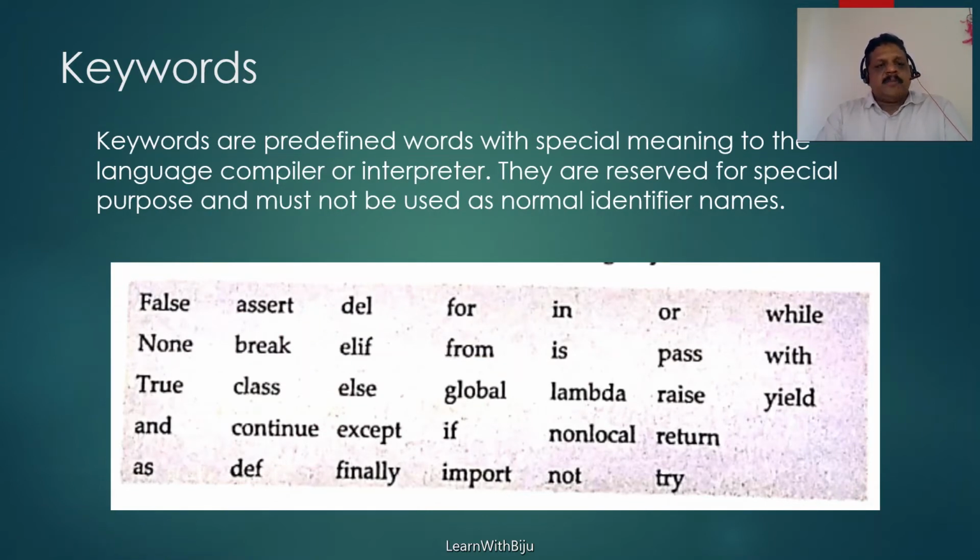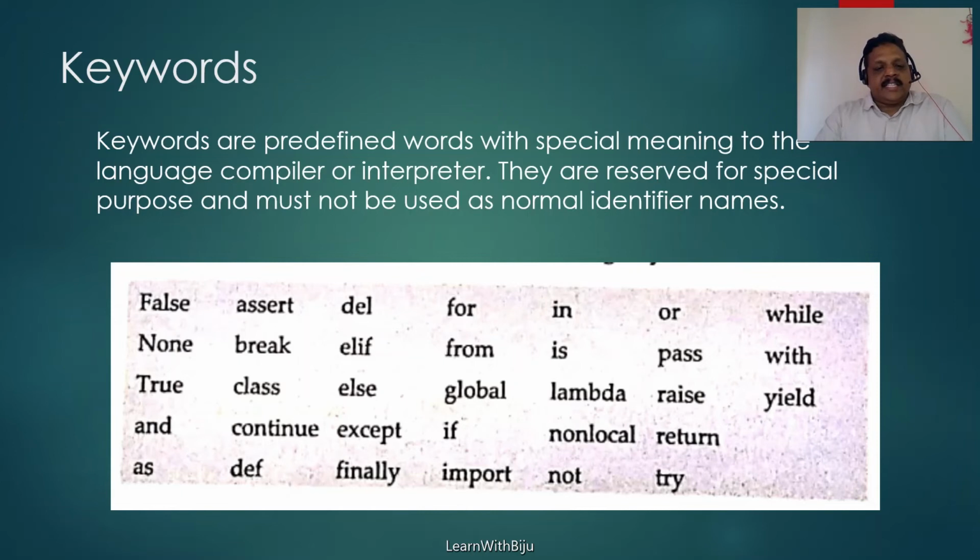The next most important thing in any Python program is keywords. What are keywords? Keywords are predefined words with special meanings to the language compiler or interpreter. They are reserved for special purposes and must not be used as normal identifier names.